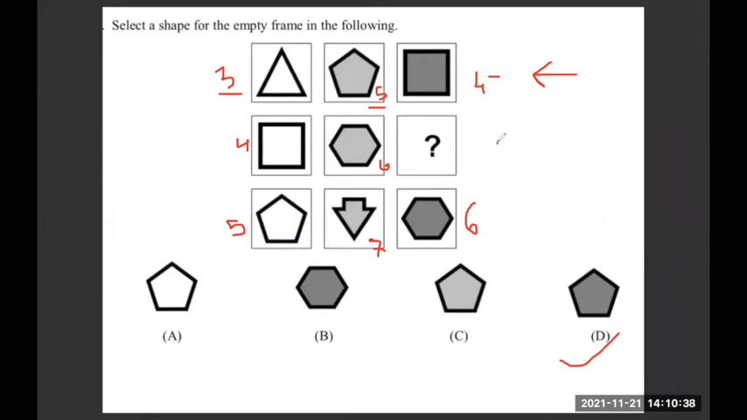Between 4 and 6, the figure with 5 will come, which is either C or D. But if I look at the gradation, the first row is the lightest, the second row is a middle tone of gray, and the third row is a darker tone of gray. That's where I will choose option D and not option C. Observe this carefully. In these kinds of questions, observe the options very carefully. Okay, let's move to the next one now.